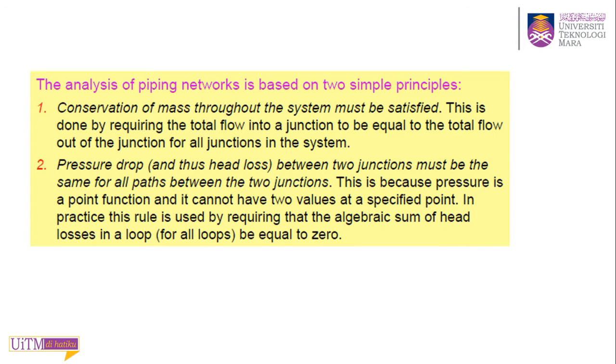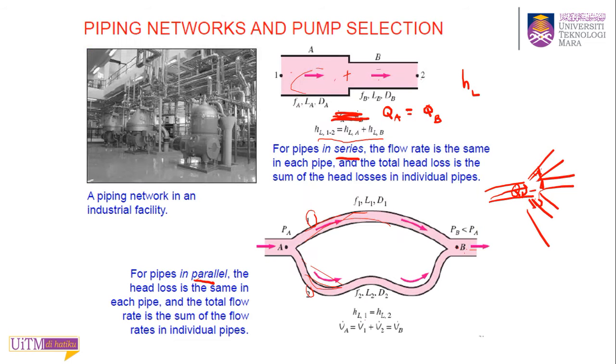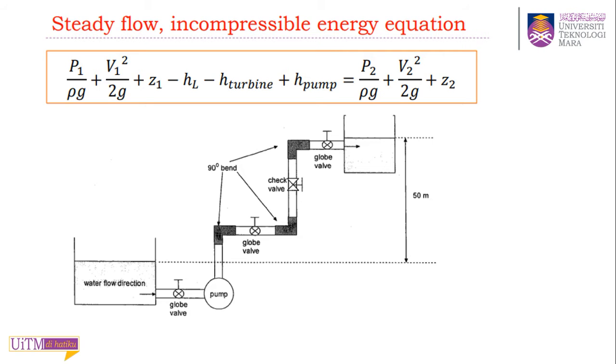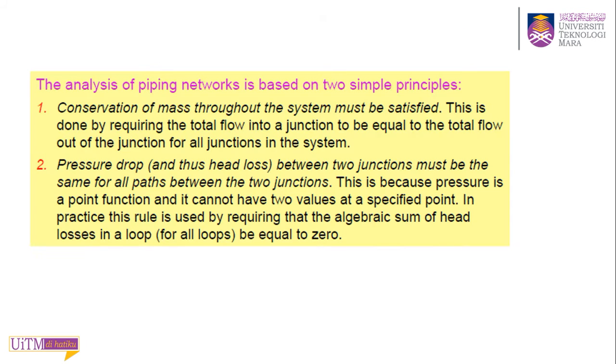So those are the two principles the piping network is based on: conservation of mass, and the pressure drop, the head loss, between the two junctions must be the same. These two principles make up the difference between these two, whether the flow rate is the same or the head loss is the same, depending on your piping network. Alright, so that is the third subchapter about the piping network.